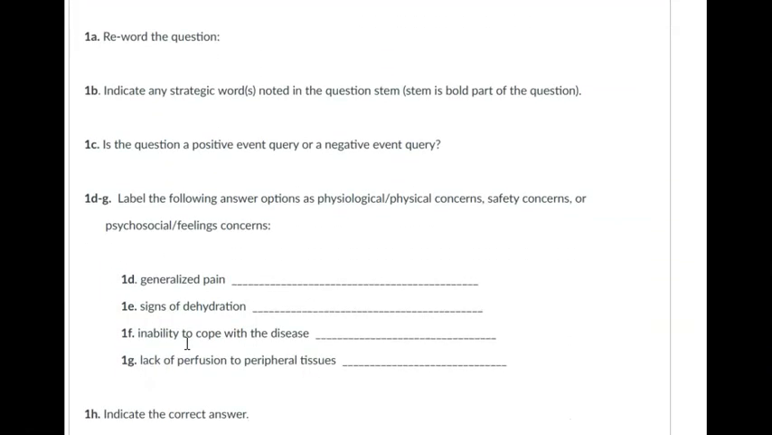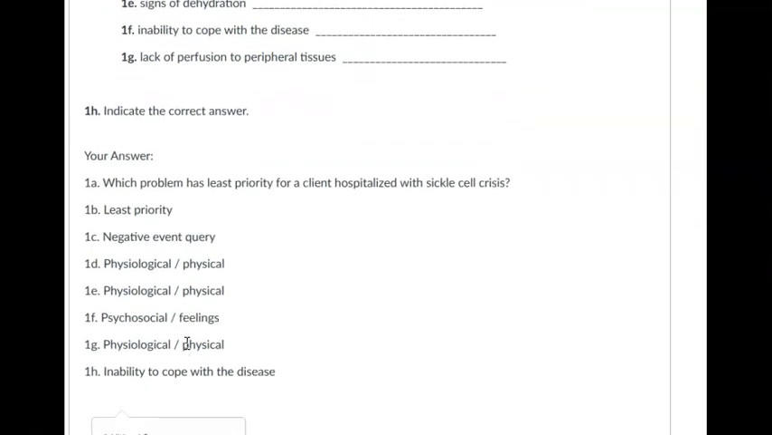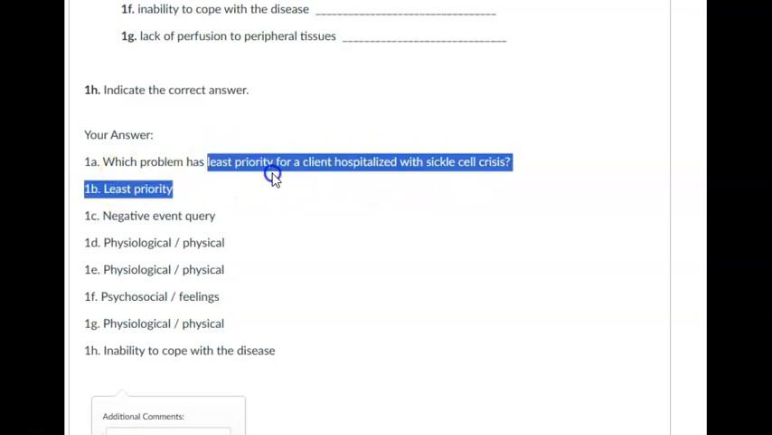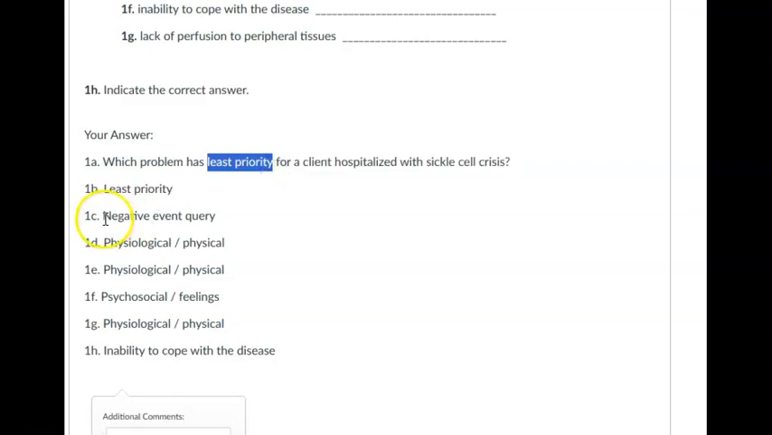So your assignment was to reword and identify strategic words. This student reworded it as, what problem has least priority for a client hospitalized with sickle cell? That's good. The keyword here is least priority. It's letting us know that it's a negative event query. So least priority tells us it's negative.